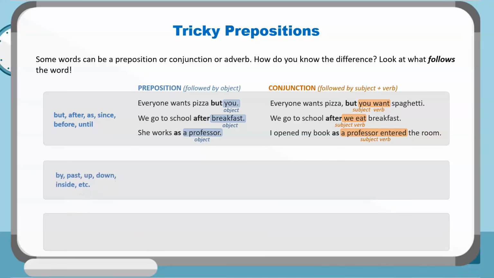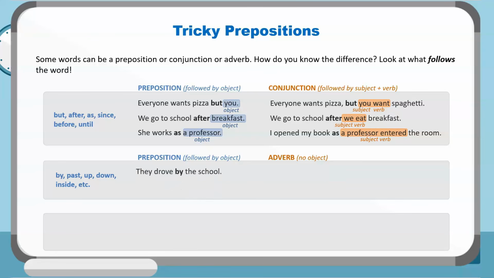This group includes by, past, up, down, inside, and other words that describe verbs. They're confusing because sometimes these words are used as a preposition and other times they're used as an adverb. How do you know the difference? We know because of what comes after them. When these words are used as a preposition, they'll be followed by an object, which is a noun or pronoun. When they're used as an adverb, they won't be followed by an object.